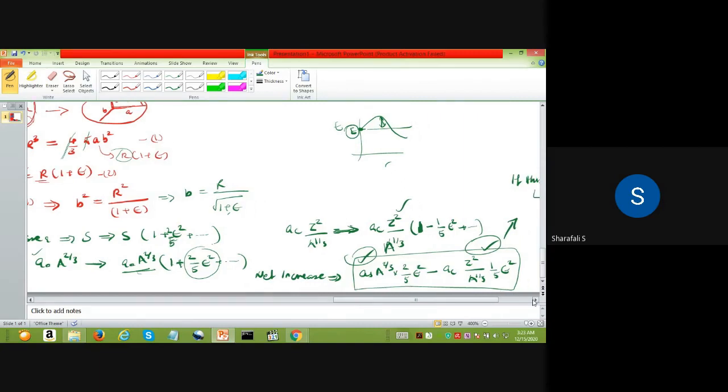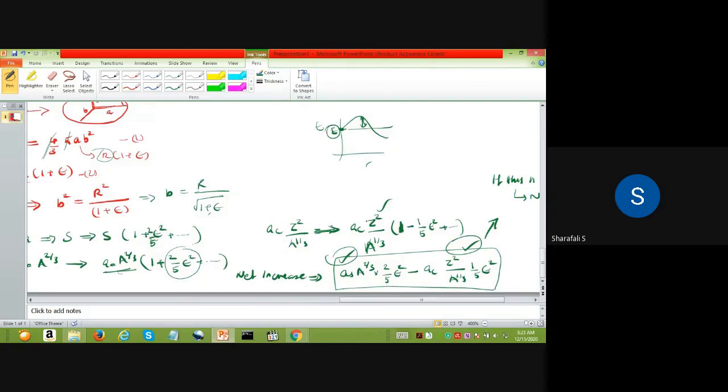Similarly for the Coulombic term, you have A_C times Z square A raised to 1 by 3 times 1 for a spherical nucleus. But when it deforms, it is reduced by 1 by 5 epsilon square times A_C Z square A raised to 1 by 3. So the Coulombic energy term is decreased because of that deformation. When that deformation happens, you have excess energy. That net increase in energy is given by this equation, from the difference of the surface energy and Coulombic energy. So the activation energy comes from this difference.